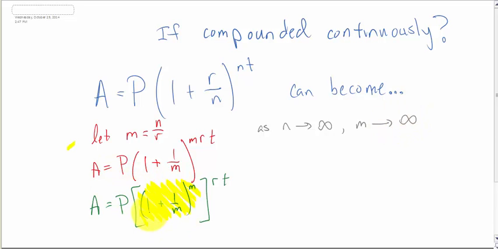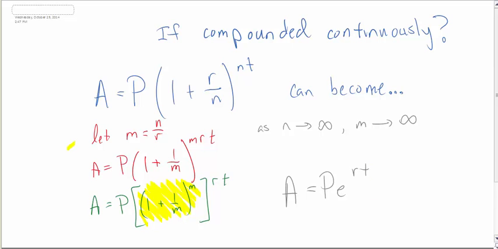So what does this become? Well, it becomes e. So A equals P times e to the rt. And you've probably seen this formula before, but this is where it comes from. As we're compounding continuously, as we're approaching infinity with n, this formula becomes P times e to the rt.